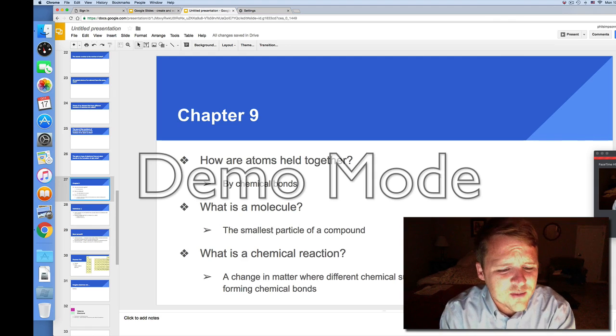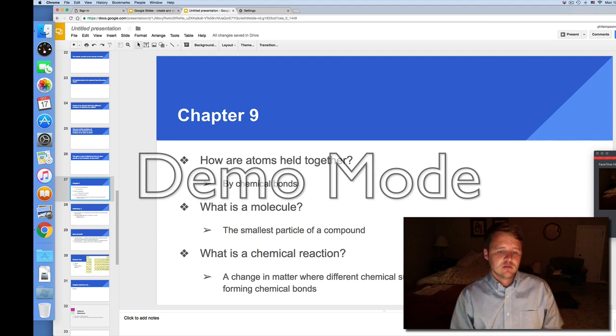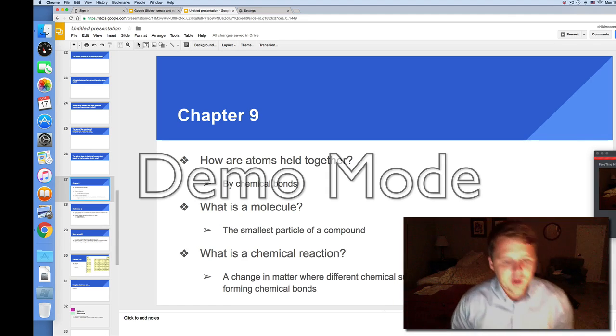First off, how are atoms held together? By chemical bonds. Not physical bonds, chemical bonds. That's how they're held together. What is a molecule? A molecule is the smallest particle of a compound. So, there can be 2 atoms in a molecule, but there can't be 2 molecules in an atom. An atom is smaller, and an atom will build up that molecule.